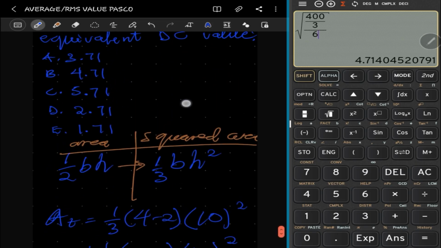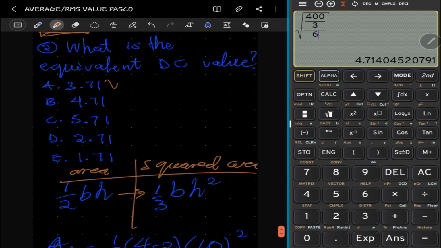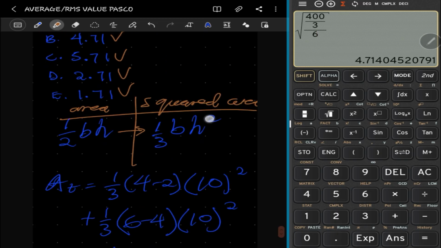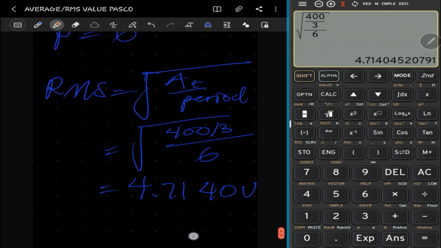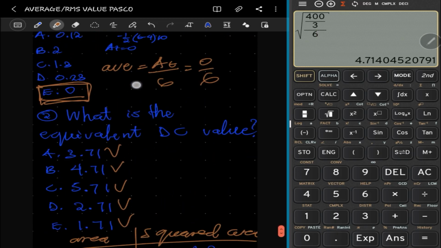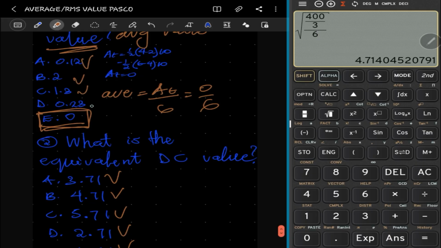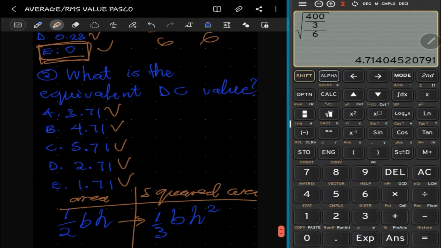And this one as well is volts. Just to clear the confusion, all of these are voltages. So clearly the answer for this one is 4.71, which is B. So we have clearly the answer to be this here. All right.